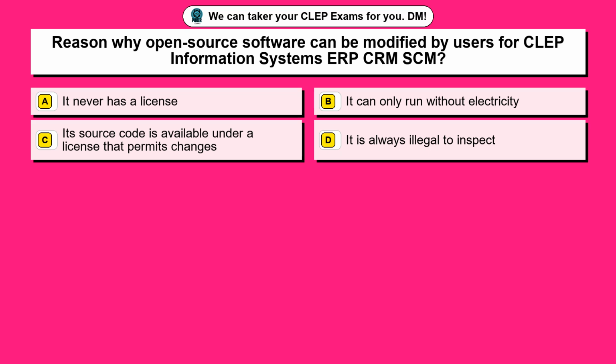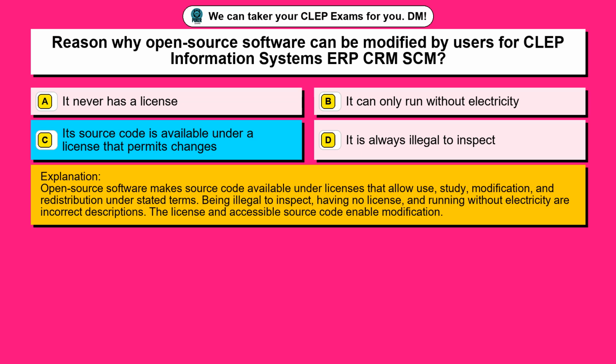It can only run without electricity. Option C. Its source code is available under a license that permits changes. Option D. It is always illegal to inspect. The correct answer is Option C. Its source code is available under a license that permits changes.